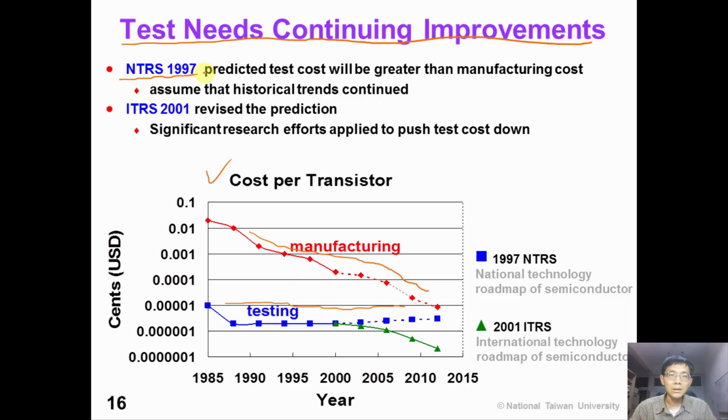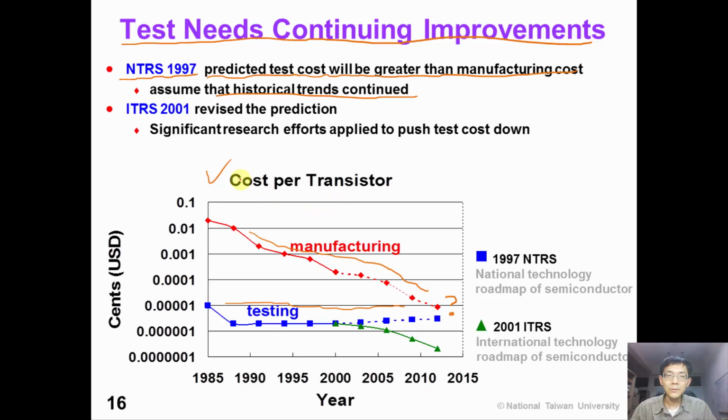So in 1997, the National Technology Roadmap of Semiconductor predicted that the test cost can sometimes be greater than the manufacturing cost if the historical trend continues. This is very bad news because no one wants to buy a chip of which the test cost is larger than the manufacturing cost.